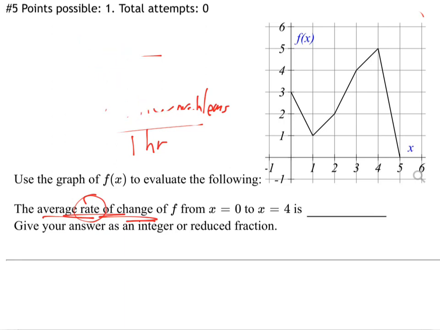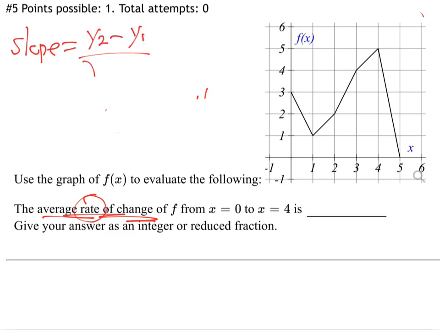Okay, so getting back to the problem. So then how am I going to do it? I know this is a slope question. And what is slope equal? y2 minus y1 over x2 minus x1. Same formula we've been using. But now on a graph. How am I going to do it on a graph?